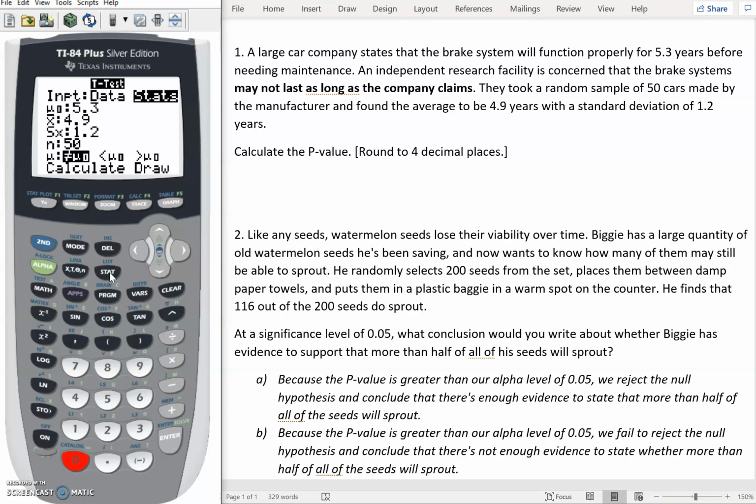And then the next part is the alternative. Do we think that mu, the actual value, is just something other than 5.3? Something less than 5.3, something greater than 5.3? Well, again, this is the bold part there. May not last as long. So that sounds like less than 5.3 years.